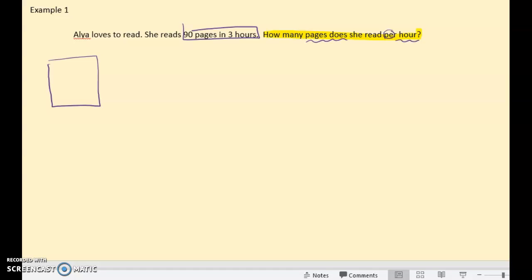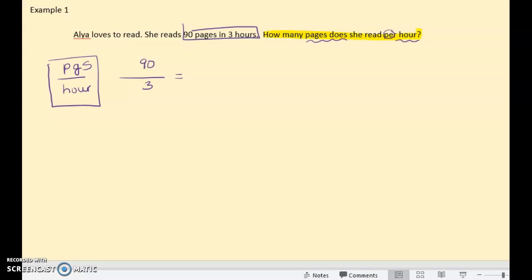Okay, so since pages come first, we're going to put pages here. I'm going to abbreviate. And notice we're only looking at the last part of the question, the part with the question mark, pages per hour. All right, once we have this, now we can just plug these numbers in, right? Pages is 90, hours is 3, and now we can just solve it.